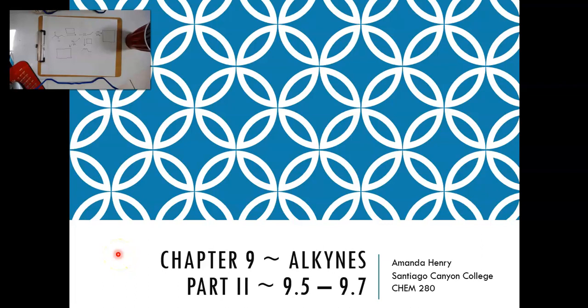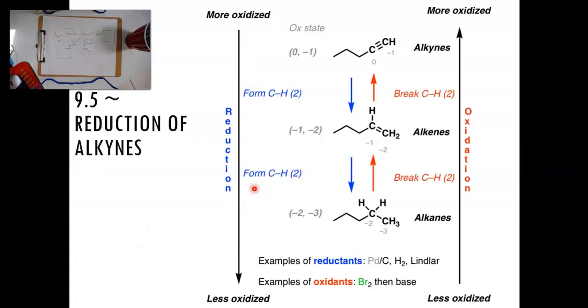Hello, this video is going to cover Chapter 9, Sections 9.5 through 9.7, and we're going to look at reactions 10 through 12 and 2 and 3. As I mentioned in our last video, the reactions in this chapter are not presented in numerical order, but I am still going to use the numbers at the end of the chapter. So we're going to start with some reduction reactions.